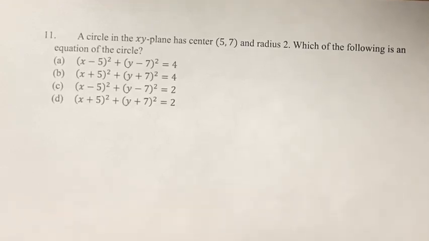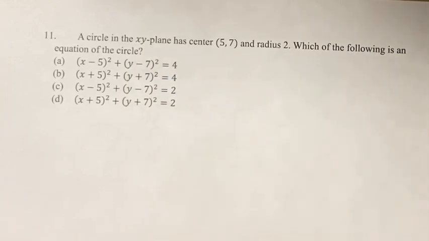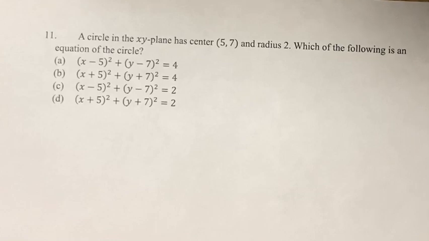In this problem, we're told a circle in the xy plane has center (5, 7) and radius 2. We're asked which of the following is an equation of the circle. So the way to solve this is to already know the standard form of the equation of a circle, right? There's no way to really derive this in a way that's possible on the test, so you kind of just have to know the formula.